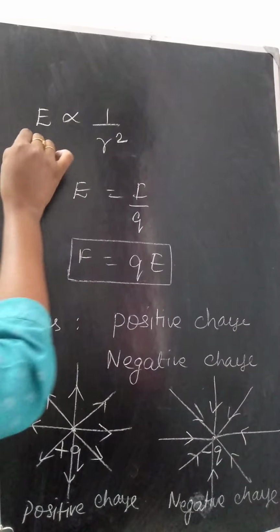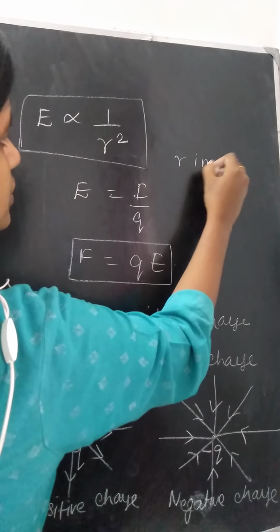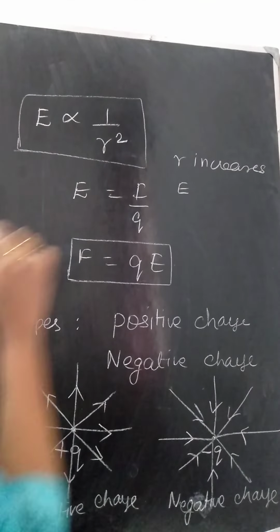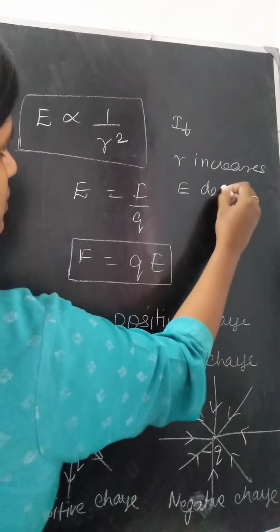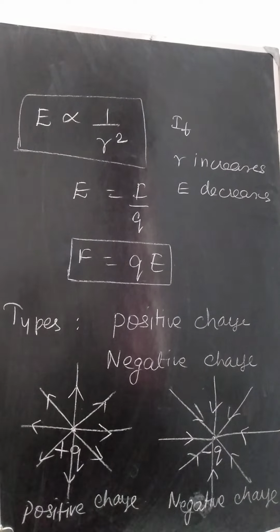And how are they related? E and R are inversely proportional to each other. R increases, what happens to the electric field? It decreases. Okay. Make a note. Noted?